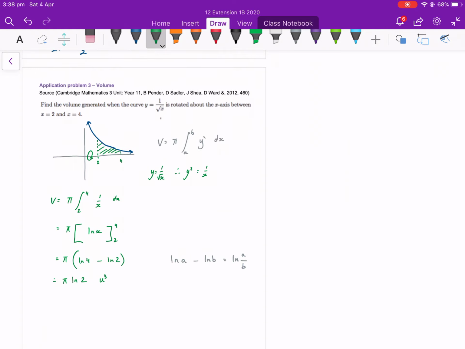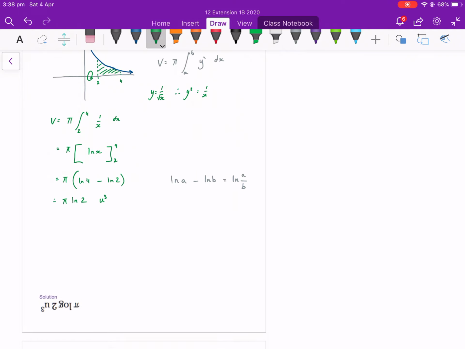Okay. And that's how we find the volume of revolution when y equals 1 on the square root of x is rotated around the x-axis.